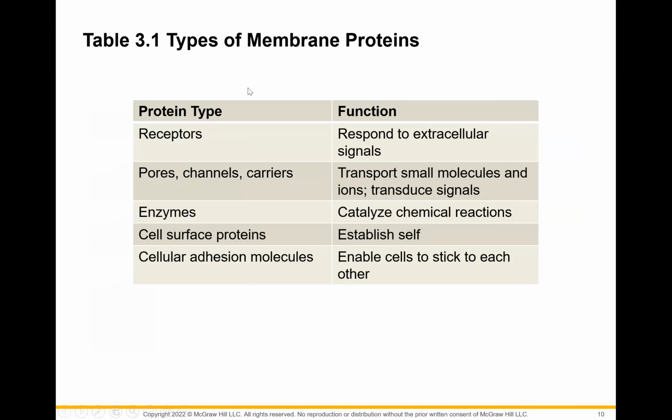All right, so to make sure we feel comfortable with some of those proteins, again, we can see different types. We have receptors that help to respond to signals from the outside. Some of them can be channels or pores, so they can help to actually transmit some of those molecules that normally wouldn't be able to pass through that cell membrane.